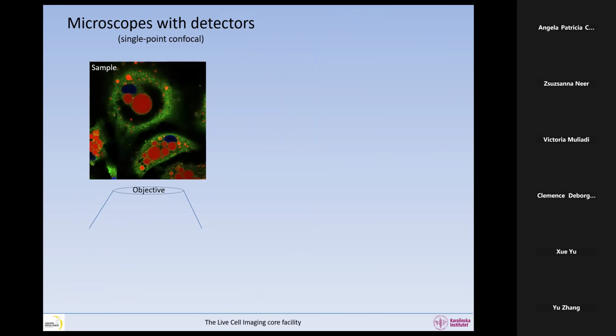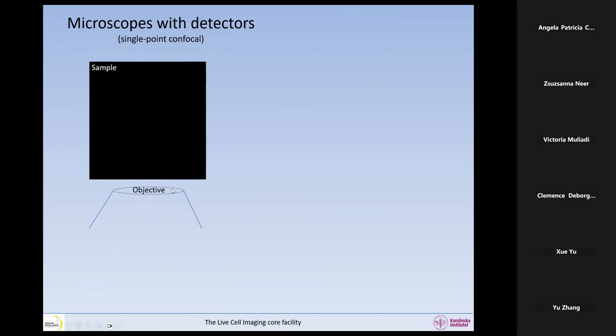Now we're going to look at how single point confocals work. So microscopes with detectors. So we have the same thing. We have our sample on the stage. We have the objective. Now there's no light, so everything is black, and we have lasers.